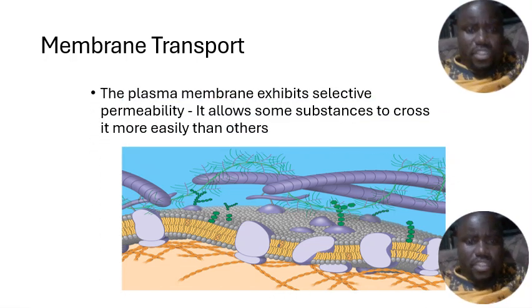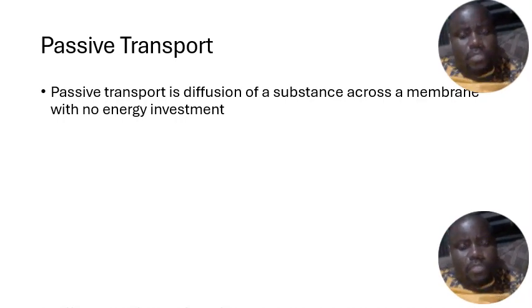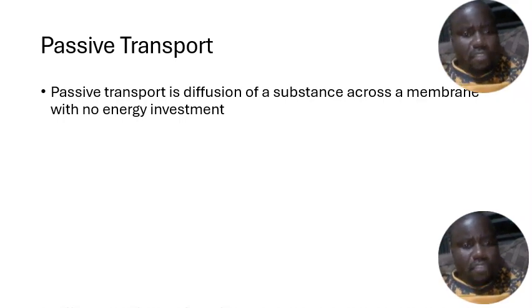So as mentioned earlier, the cell membrane is selectively permeable. There are a number of mechanisms by which materials cross the cell membrane. Now, based on whether energy is used or not, we can have passive or active transport.